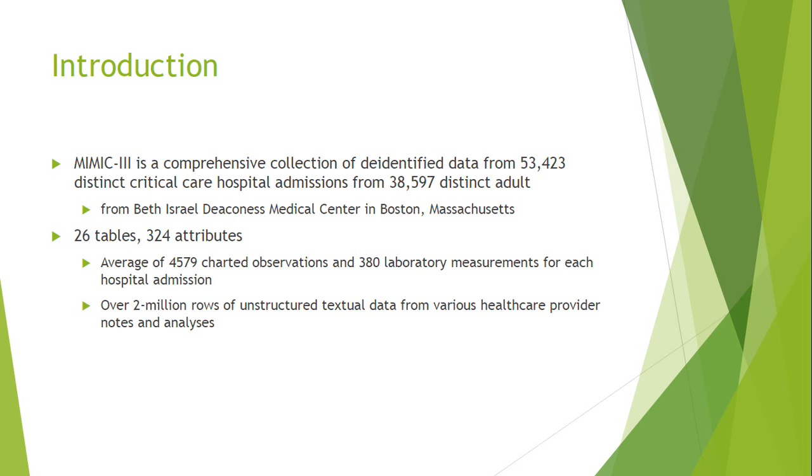database. Just as a point of statistics to get a feeling of how massive this database is, there's an average of 4,579 charted observations and 380 laboratory measurements for each hospital admission. Some patients are admitted more than once, so this is even beyond each patient; this is each admission.